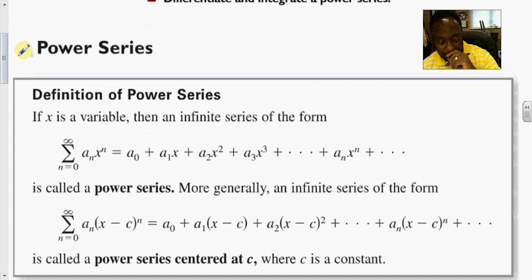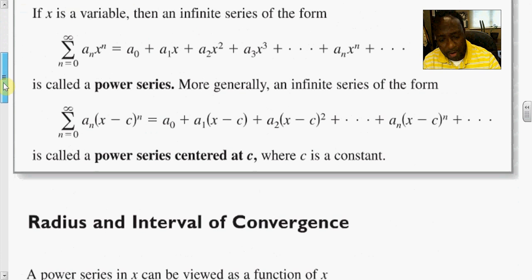The power series is defined, and to be honest with you, it's a geometric series, ideally. Now, x is any variable, so if x is a number between 0 and 1, then we have a geometric series. So a power series here is an infinite series of this form: the summation as n goes from 0 to infinity of a sub n times x to the n. This is called a power series. If it's centered at c, then we have the phrase x minus c captured throughout the series itself.